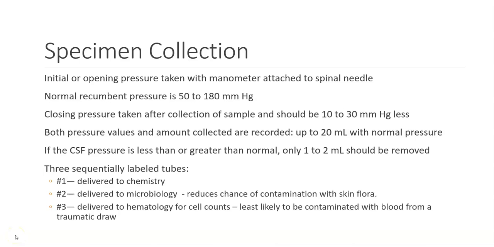I found this part of the procedure interesting as it was not done on me. And this involves taking an initial or opening pressure with a manometer that's attached to the spinal needle. So the needle is in place and they attach the manometer. A normal recumbent pressure is 50 to 180 millimeters of mercury. Closing pressure taken after collection of the sample should be 10 to 30 millimeters of mercury less.